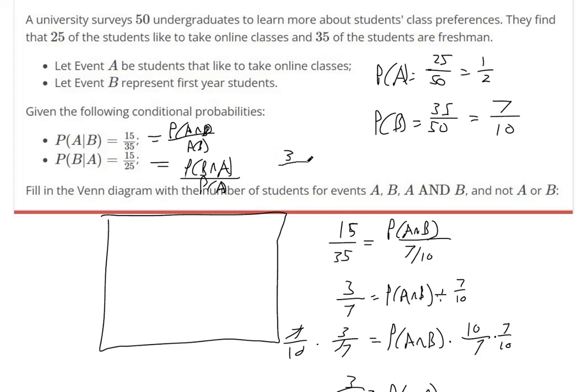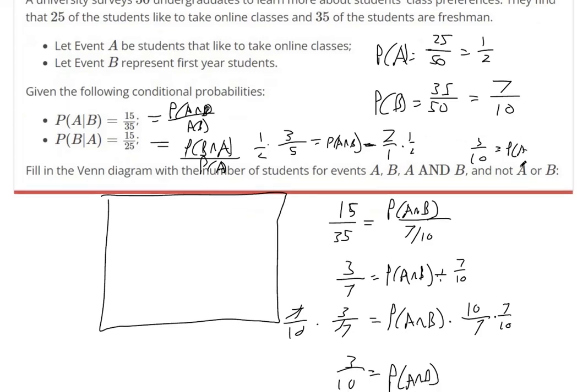Divide the top and the bottom by 5, sorry. And then over here, this is the probability of A and B. And then the probability of A is 1/2, so we're dividing by 1/2. That means we're multiplying by 2 over 1. So you can multiply both sides by 1/2 to get that by itself. So you get 3 over 10 equals the probability of A and B. But, like I said, that didn't matter because we already knew what the probability of A and B is. It's 3 over 10. We already got that from the other one.